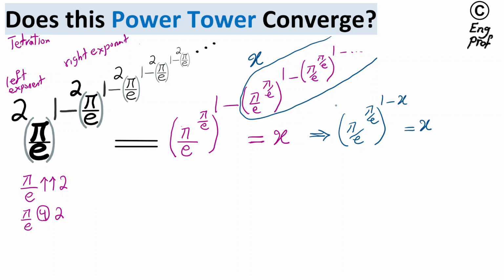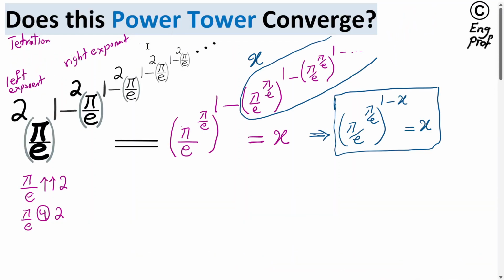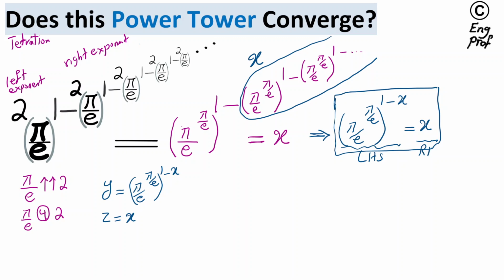I need to solve this, which is not easy, but maybe the best way to solve this is graphically. To illustrate what is going on, I'm plotting two things. One, I'm defining a function y equal to pi over e to the power pi over e, 1 minus x, which is basically the left hand side of the equation. And I'm defining another function z equal to x, which is just a straight line, as the right hand side of the equation. I want to see whether these two curves cross each other, and if that happens, whether it's a crossing at one point or more.